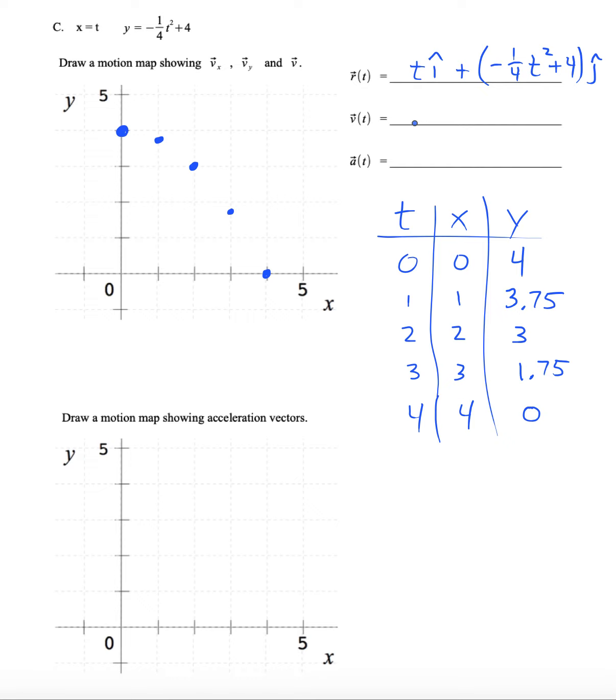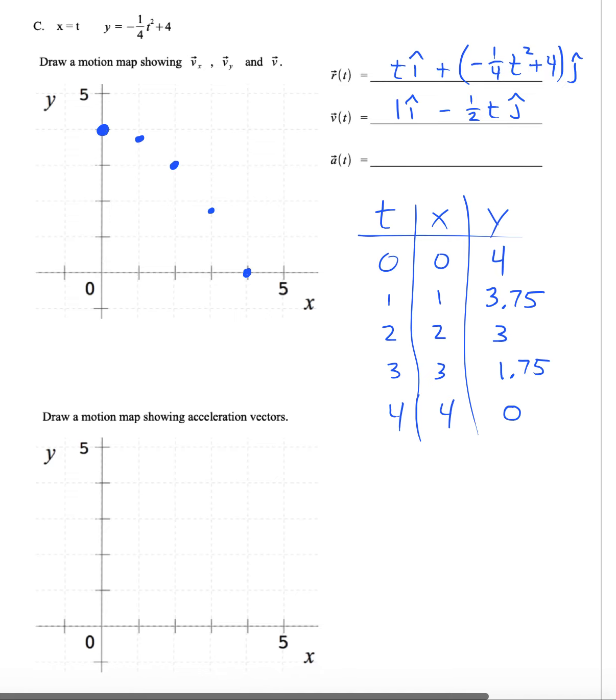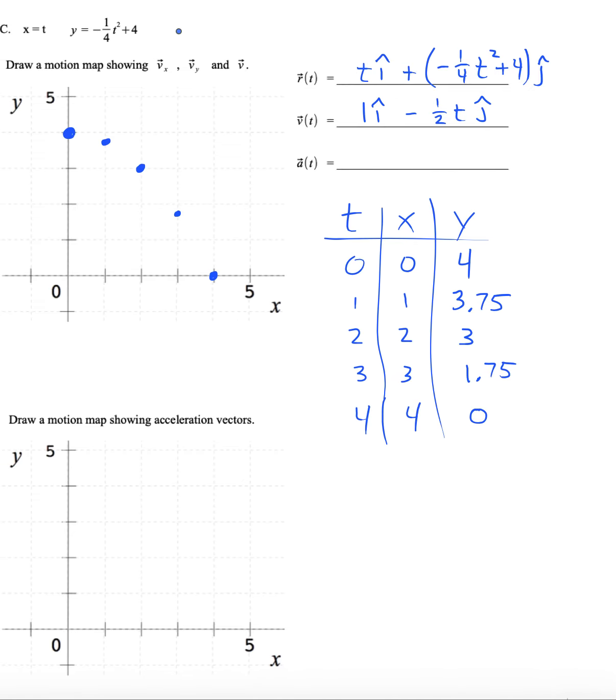Now for our velocity, let's see, we're going to get 1i. Over here we'll get negative 1/2 t times j. That's going to be our first derivative there. All right, so let's extend our table. We want to now make an additional column for the velocity. And I can keep it in vector form if I want.